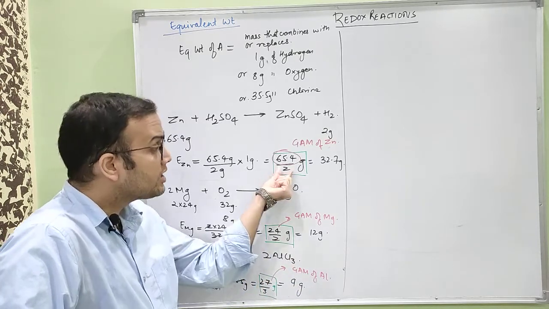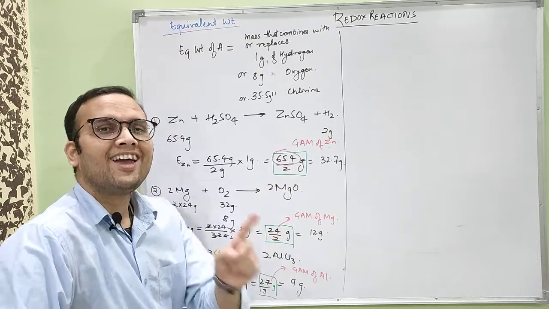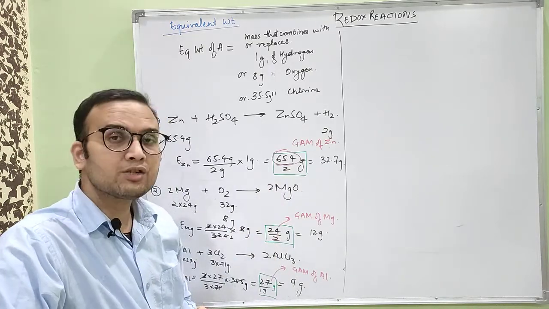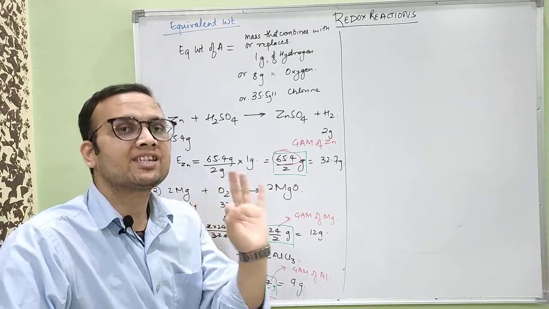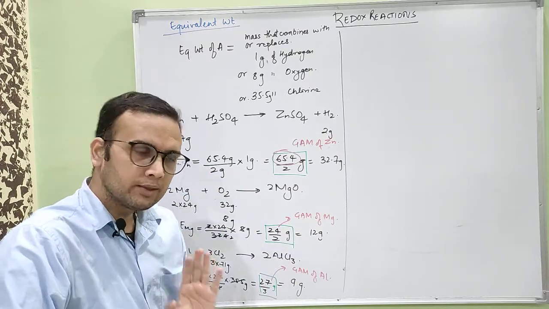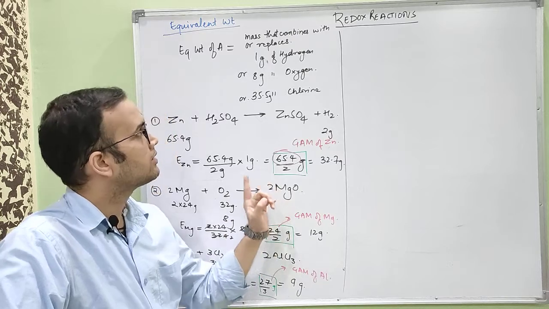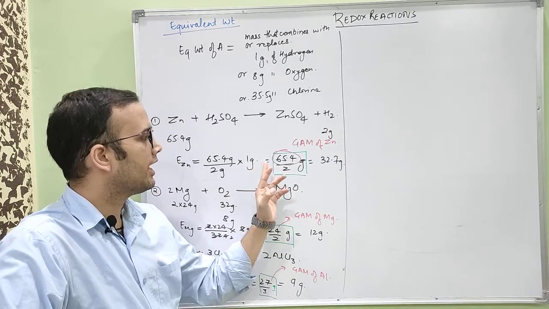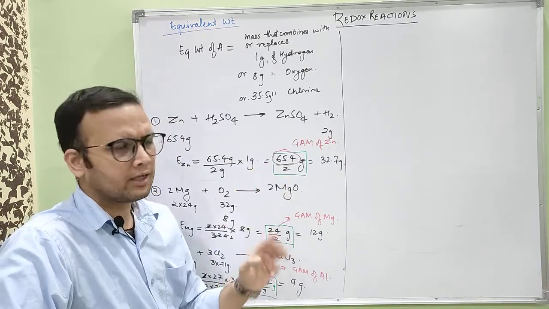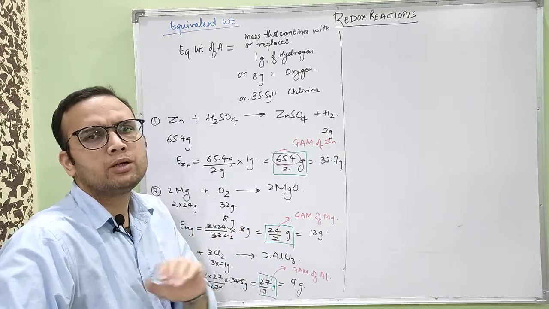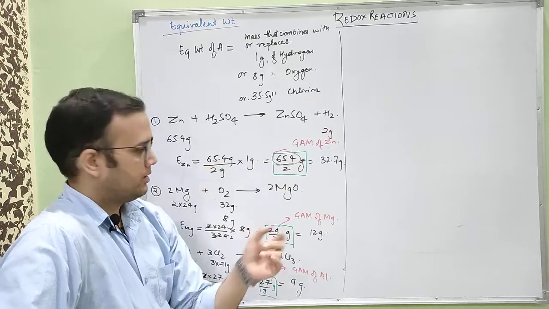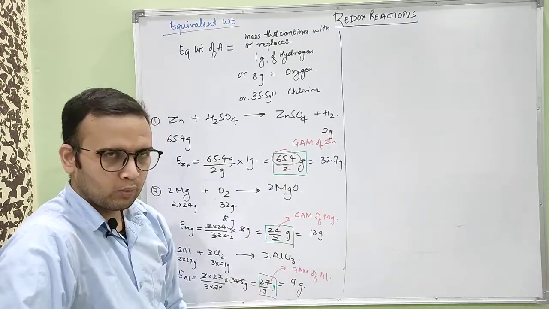Now this number is what is called N factor, valence factor or X factor. Got it? This is something called N factor, valence factor or X factor. A valence factor is also given in some books. I prefer to go by N factor. So I am going to talk about N factor only.